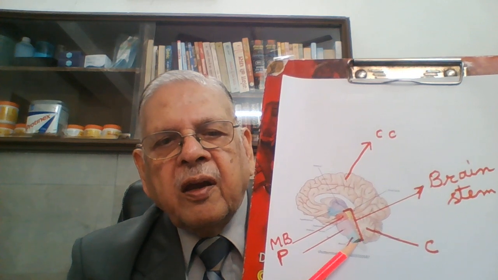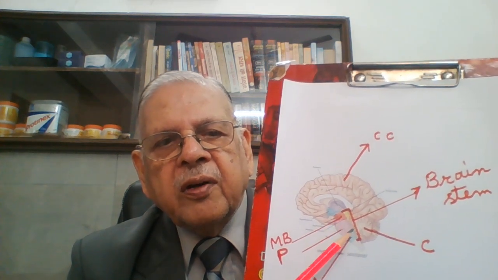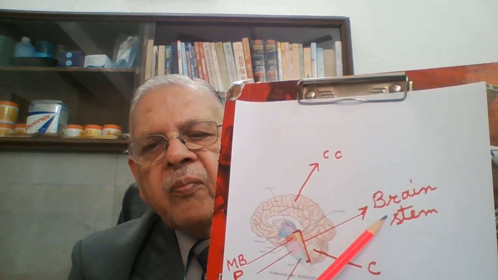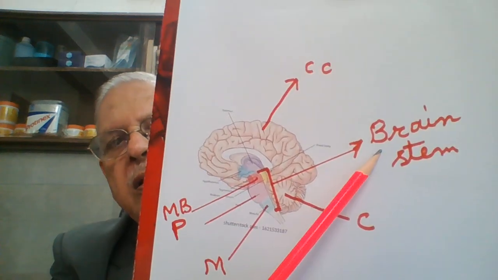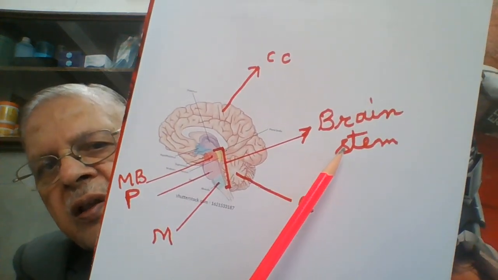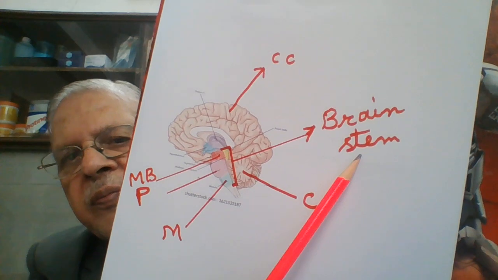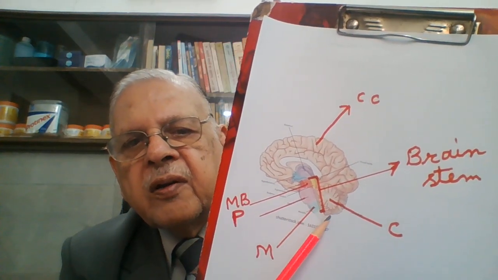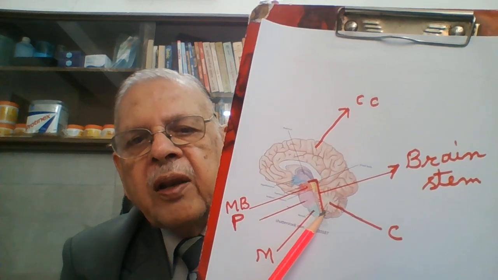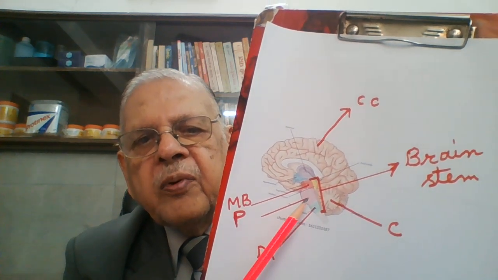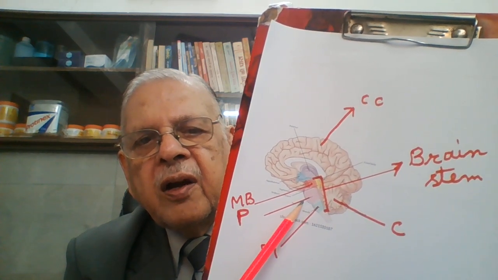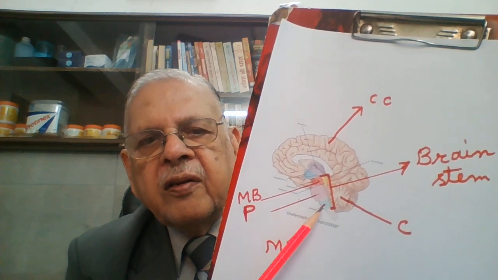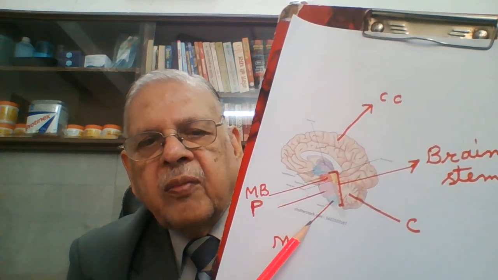like this and here. This entire portion is given a name called brain stem. Look here, close, make it close to the screen. This is called brain stem. And this portion is called cerebellum. This protuberant portion is called pons, and this lower portion is called medulla.